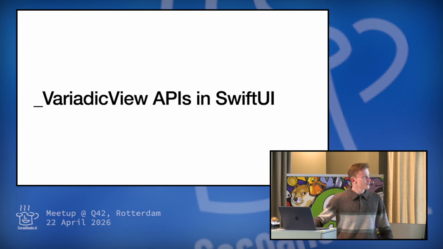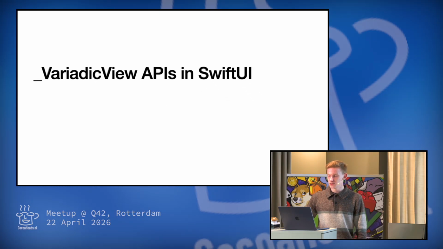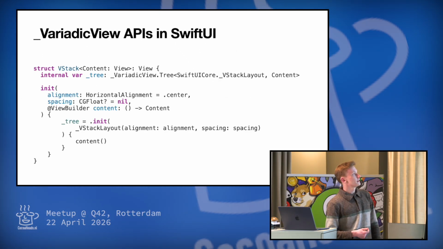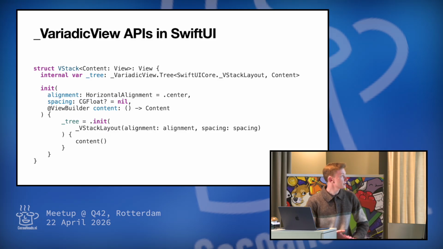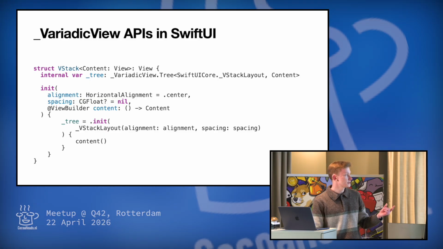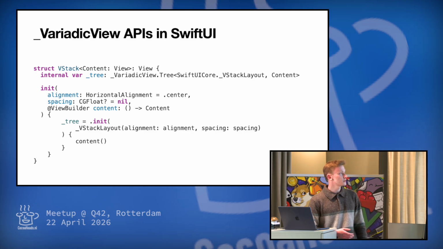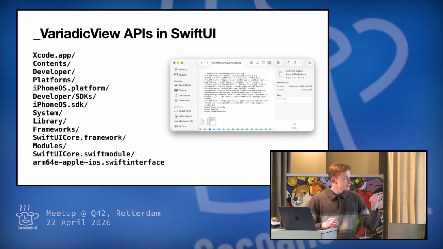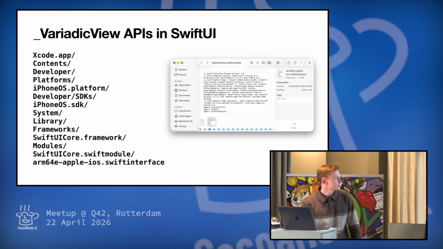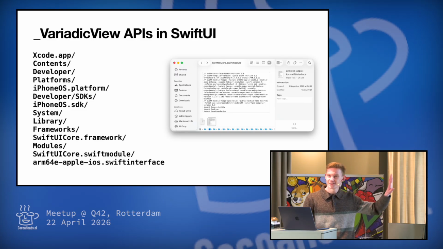Now, one of the most likely reasons why it's public is because it's used inline in, for example, the VStack. So this I've just pasted from the Swift interface of SwiftUI. You can find this yourself actually. It's usually hidden if you look in Xcode, but if you look at the Swift interface, you will indeed see Variadic View. You can find it here. It's provided in the toolchain that you can find in your Xcode installation. If you want to take a picture, this is the time.